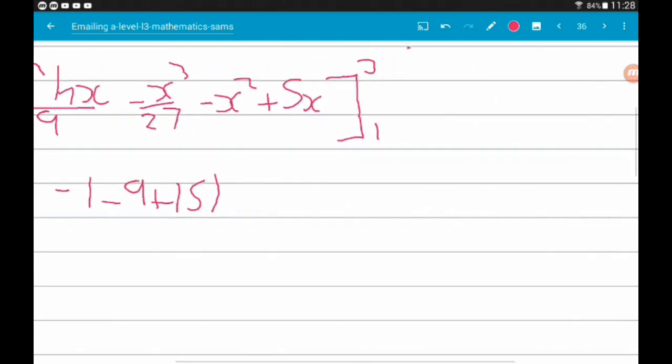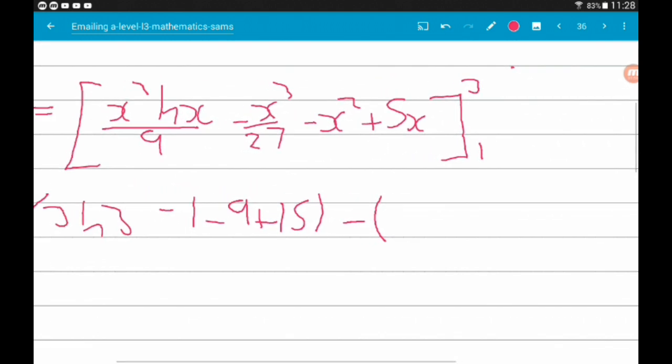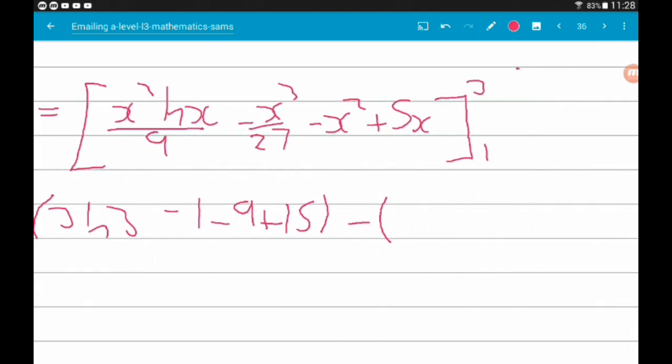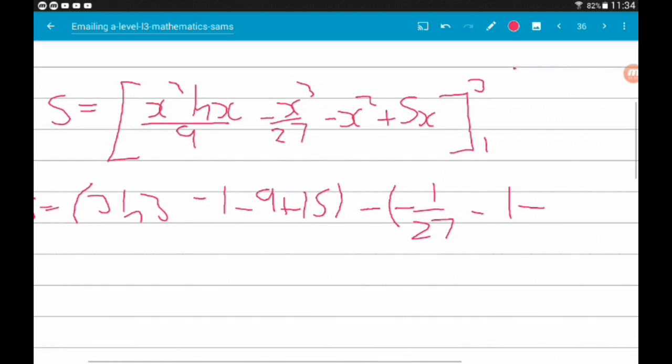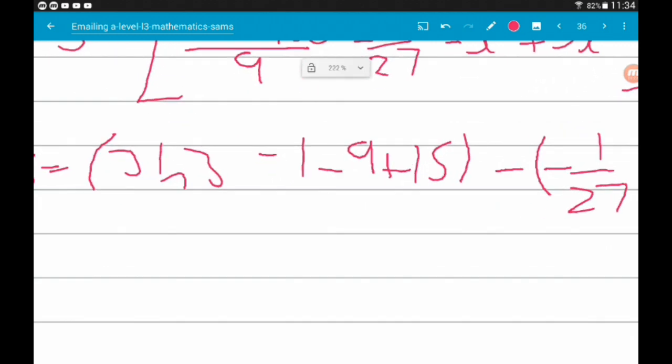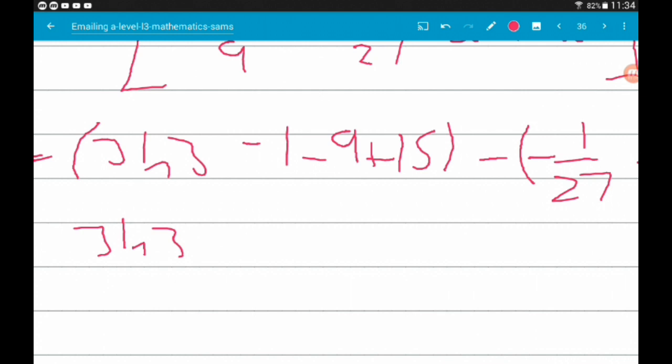And then in the second bracket, we're going to get minus. So when we put in x equals 1, the log term disappears. It's equal to 0. So that first term, x cubed log x over 9, is 0. So we're going to get minus 1 cubed over 27. So that's minus 1 27th, minus 1 squared, so minus 1, and then plus 5.